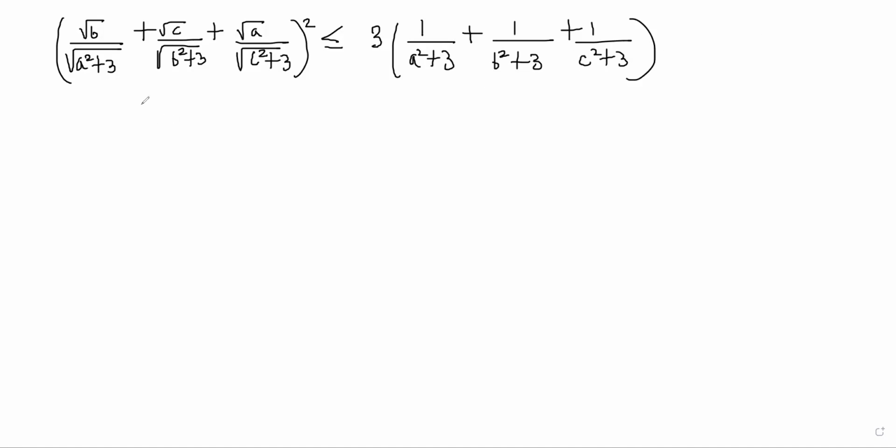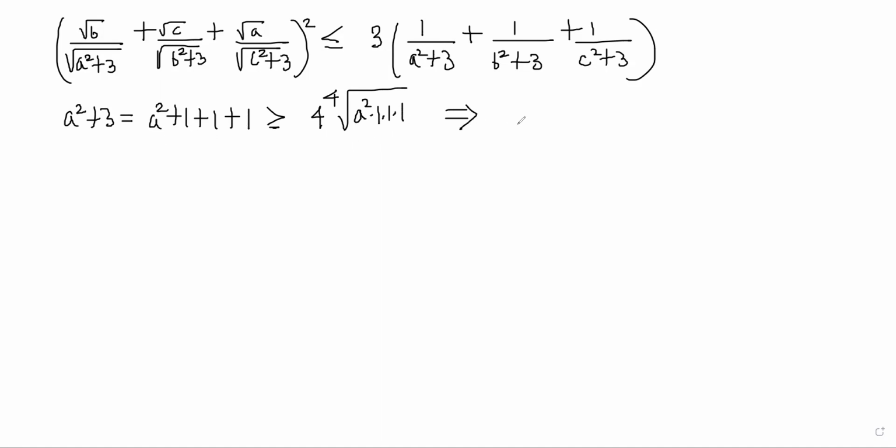And now we will say that a square plus 3 is actually equal to a square plus 1 plus 1 plus 1. So that should be greater than equal to 4 times 4th root of a square into 1 into 1 into 1. This is AMGM inequality. So that implies that a square plus 3 is greater than equal to 4 root a, right?